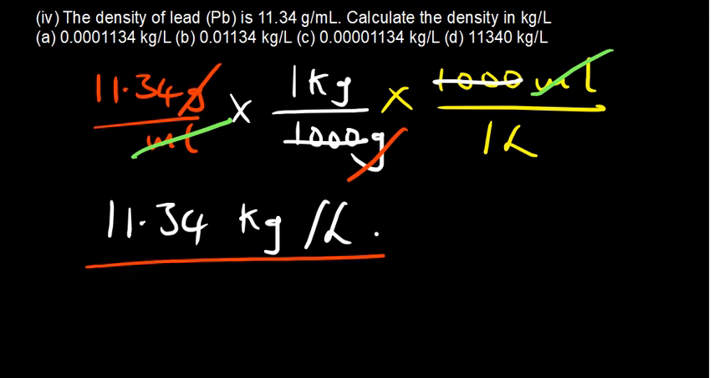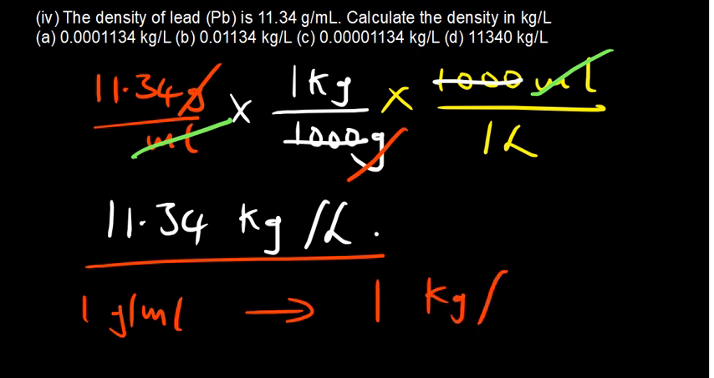What you need to understand is that 1 gram per milliliter is the same as 1 kilogram per liter. I've just shown you how to go about it, in case you're given something different that may not be in the ratio of 1 to 1. But for the sake of this question, the answer still remains the same. What changes are the units.